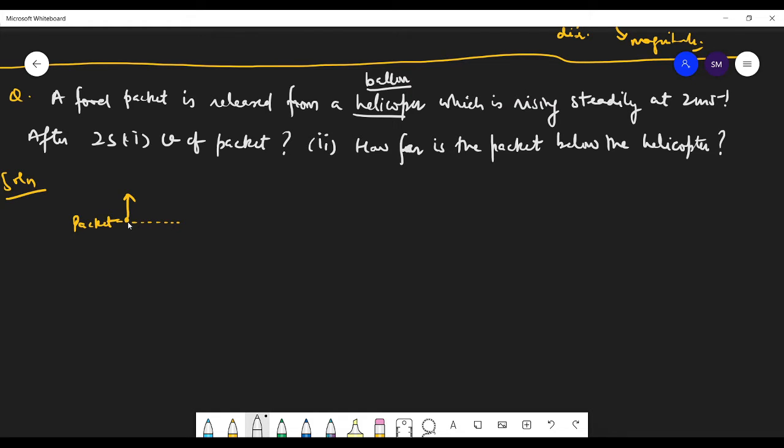Yes sir. So don't consider the helicopter and packet as separate things. If the helicopter is rising steadily, it means the packet is rising steadily. And now when you have released it, there is no contact between the helicopter and the packet. So now the only force acting on it is the force of gravity. That's the only net force acting on it. Now it is all by its own. Okay.